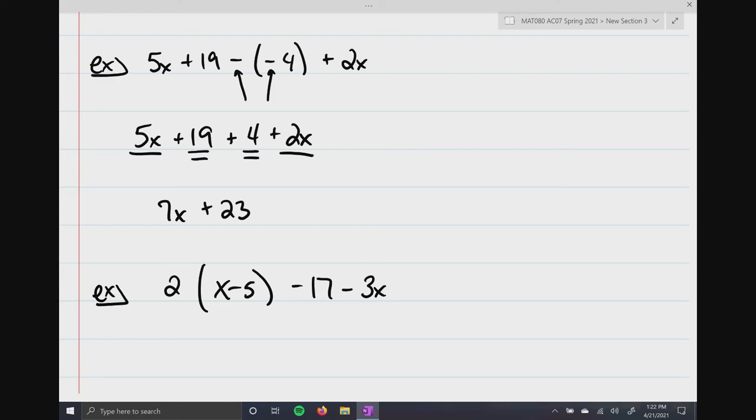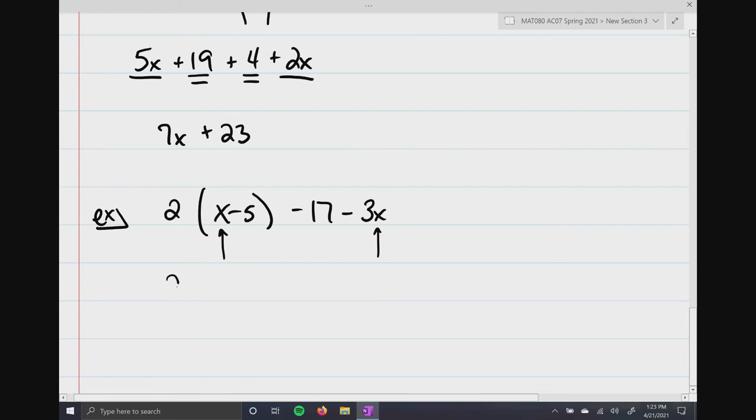So, first things first, let's dissect this problem. Number one, I'm looking for variables raised to the same power. Right here, I see an x. And right there, I see an x. And they're both raised to the first power, so that's good. The problem is, the very first x is actually contained inside of parentheses. So I need to remove the parentheses first. And the only way to do that is to use my distributive property. So I'm going to go ahead and multiply. I take 2 times x and then 2 times negative 5. Okay, are there any questions there?